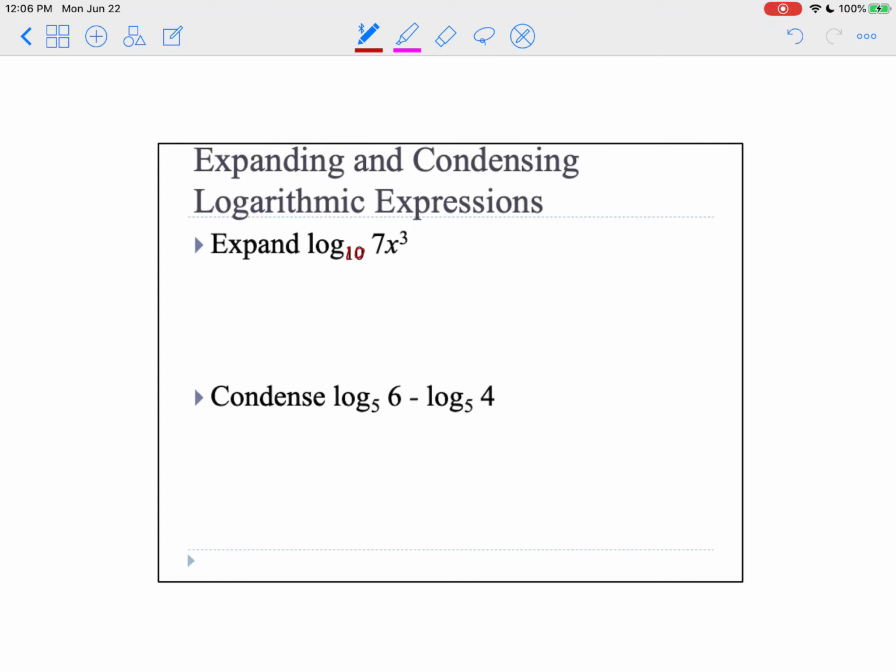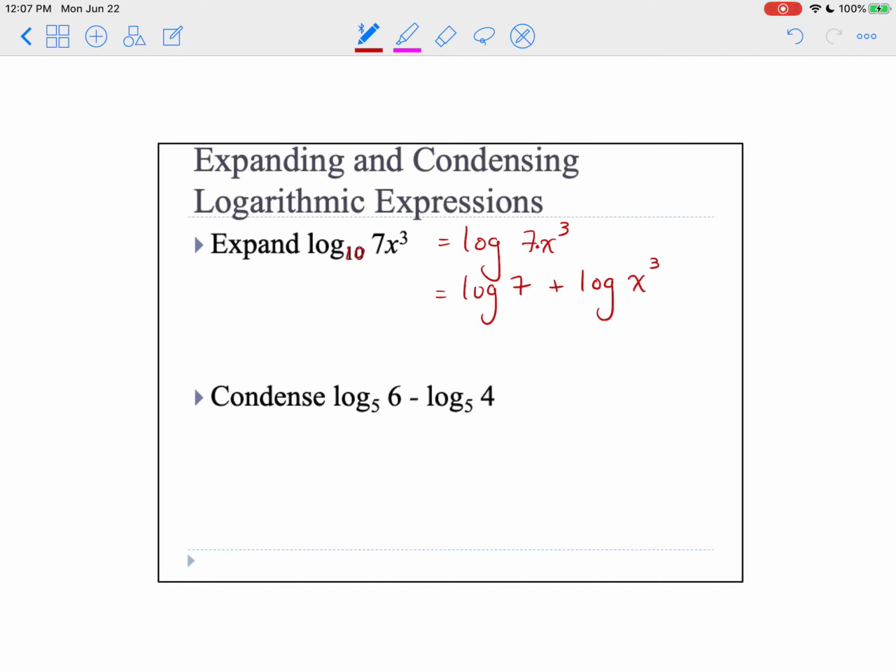So this has the 10 written. We don't have to have the 10 written there. We can just write it log of 7x cubed. If I want to expand this, I want to make it as many logarithms as I can. So the first thing I'm going to do is notice that 7 is being multiplied by x cubed, and that first property says if I'm multiplying inside, I can add outside.